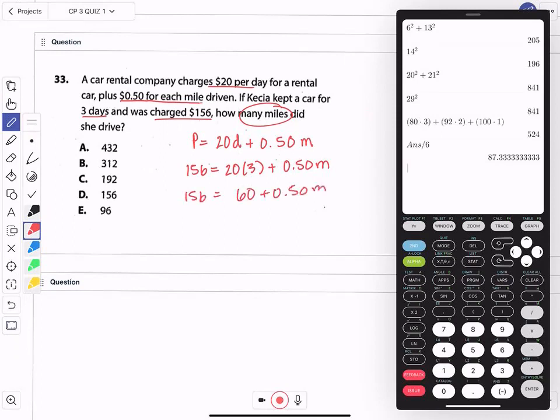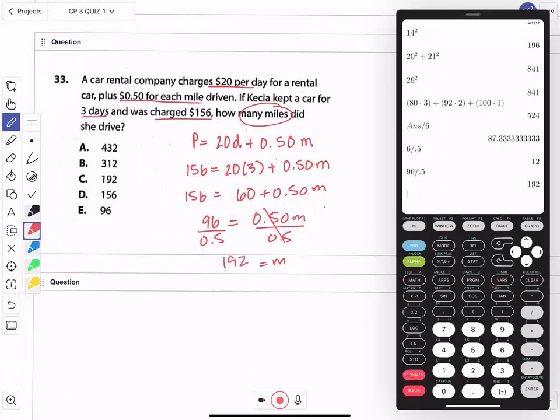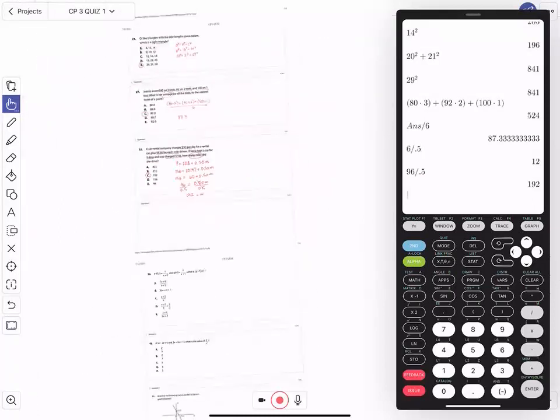So I'm going to subtract off 60. That would give me 96 on this side. I'm going to divide off 0.5. Oops, I don't know why I did that. So 96 divided by 0.5. 96 divided by 0.5 is 192. So she drove 192 miles.